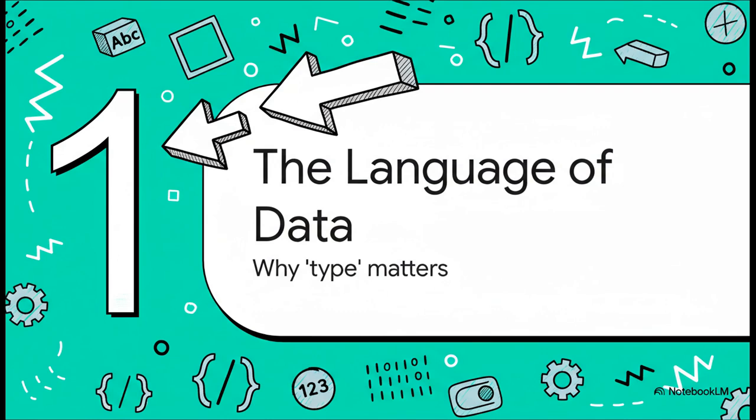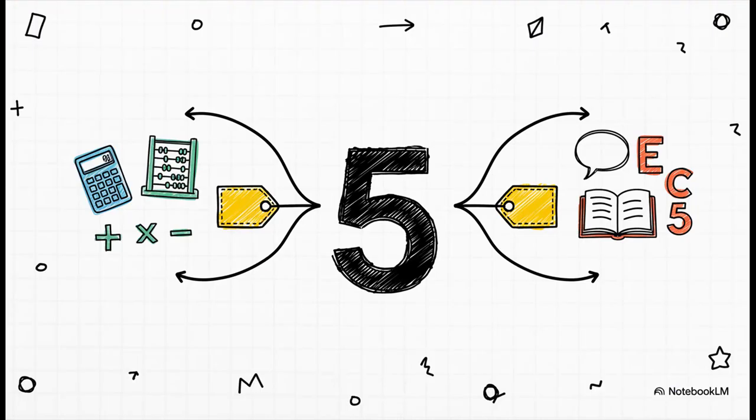Now, this might sound super basic, but trust me, getting this part right is the fundamental difference between code that works beautifully and code that just falls apart. Let's see why. The easiest way to think of a data type is as a label. It's basically you telling the computer, hey, heads up, this thing here is a number, or over here, this is some text. That context is absolutely everything.